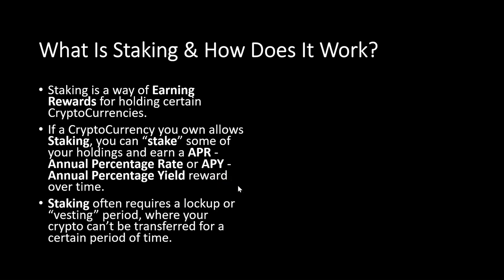Staking often requires a lockup or vesting period where your crypto can't be transferred for a certain period of time. In other words, with some cryptos, when you stake them, you will be told that you will only be able to withdraw them after a certain period of time, maybe after 7 days. You would request a withdrawal after unstaking, and then there will be a vesting period of maybe 2 days, 3 days, 7 days, 14 days, and so on. But some do not even have a vesting period.